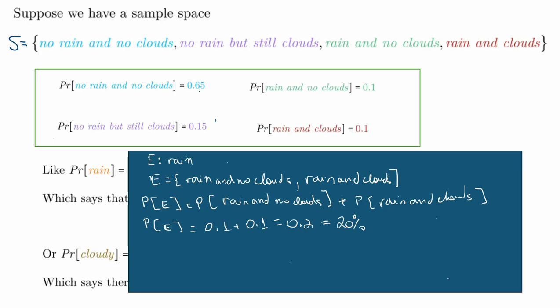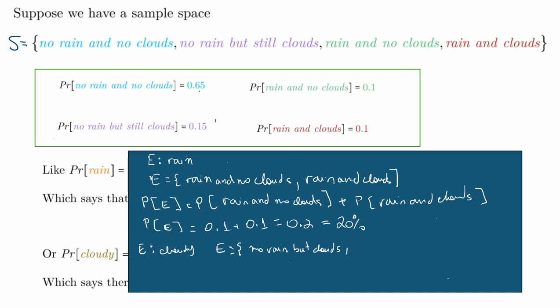Now let's calculate the other one, which is the probability of having a cloudy day. Well, so now my event is cloudy, or I can pose it as my set. What sample points are of my interest? Is the blue one of my interest? No, because it's no clouds, right? Is purple of my interest? Yeah, so this point is no rain, but clouds.